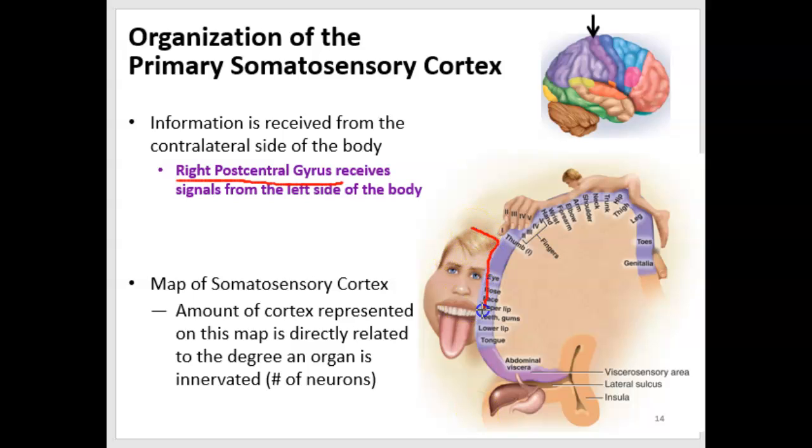Notice how much is devoted to our face, right? And our tongue. And our fingertips, a lot of sensory information, right? As opposed to the amount devoted to the trunk, for example, which is a bigger surface area, but we can't distinguish as well between discrete locations of sensory information from the trunk.